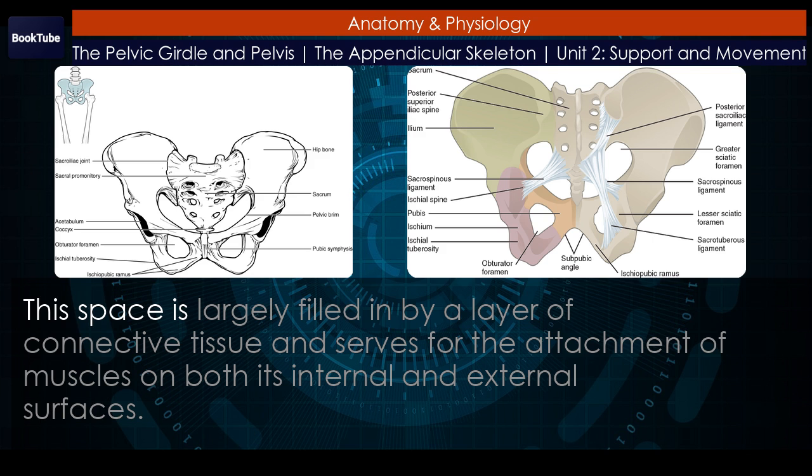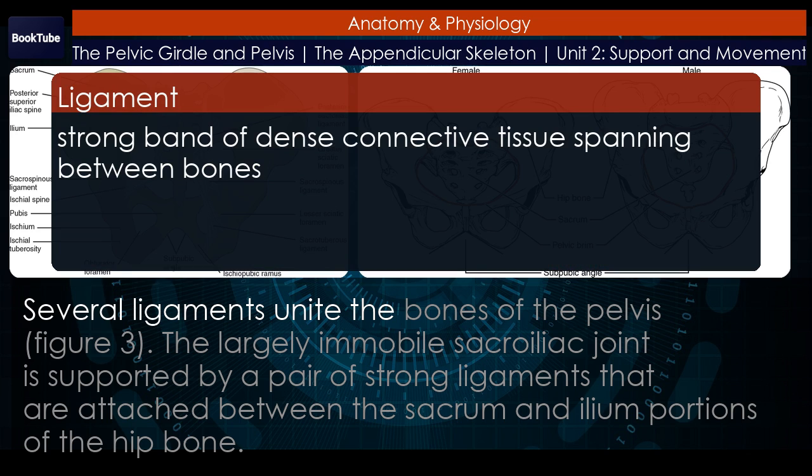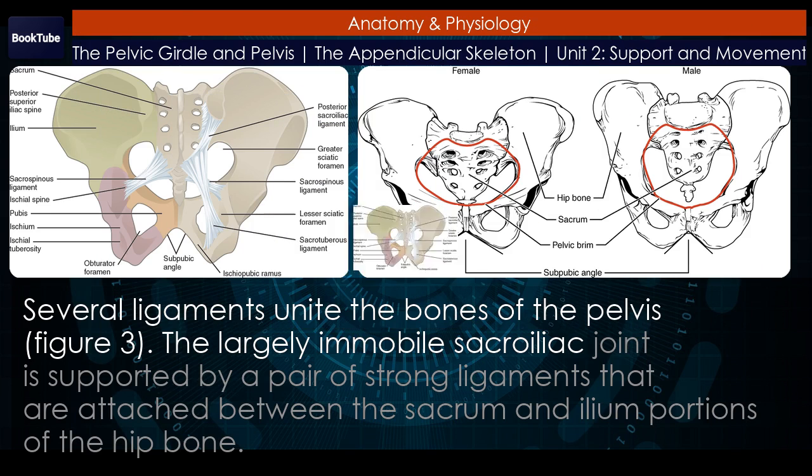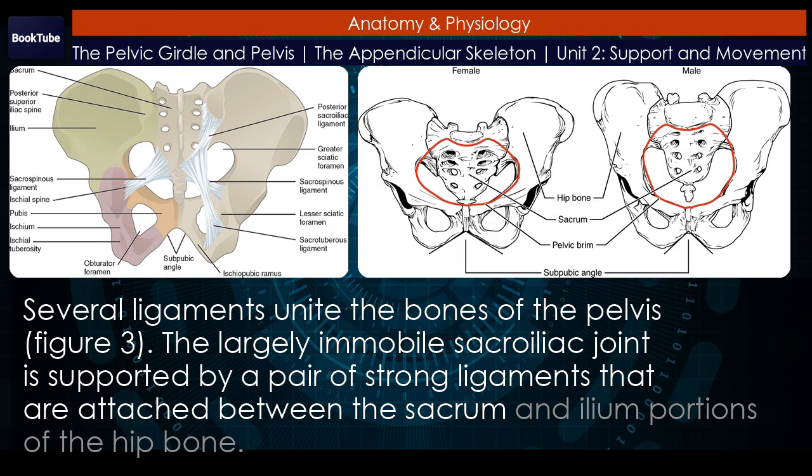This space is largely filled in by a layer of connective tissue and serves for the attachment of muscles on both its internal and external surfaces. Several ligaments unite the bones of the pelvis. Figure 3. The largely immobile sacroiliac joint is supported by a pair of strong ligaments that are attached between the sacrum and ilium portions of the hip bone.